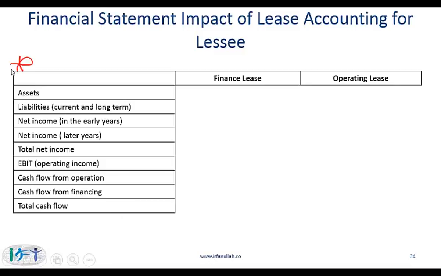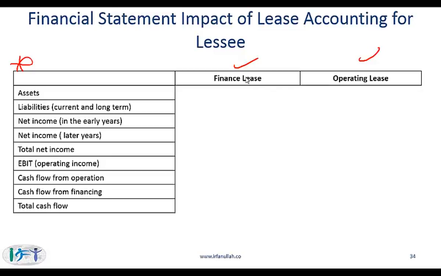From an exam perspective, this table is extremely important. You need to understand the impact on various financial statement elements of whether leases have been classified as finance leases or operating leases. So before I show you the solution over here, what I want you to do is fill out this table. And just to make sure you understand what's being asked, let's say that a given company has a choice. It can either classify its leases as finance leases or operating leases.